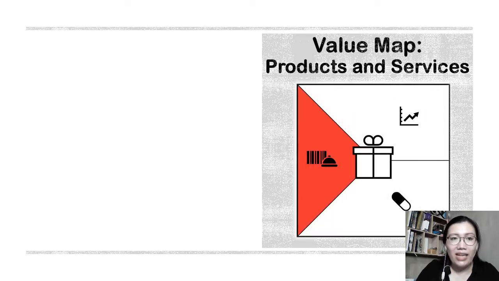Under the value map are the products and services. So this is simply a list of what you offer. So it's an enumeration of all the products and services your value proposition builds on.